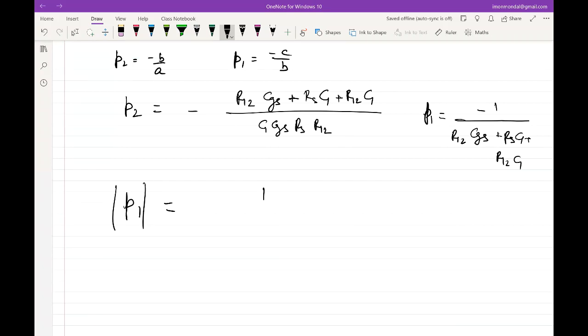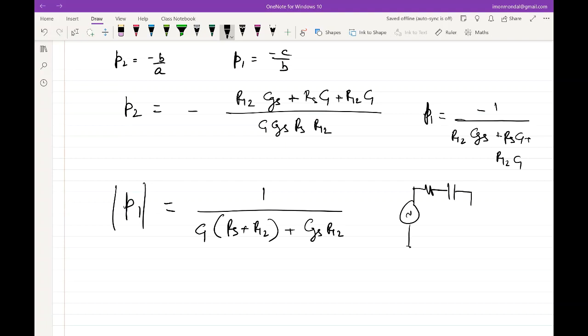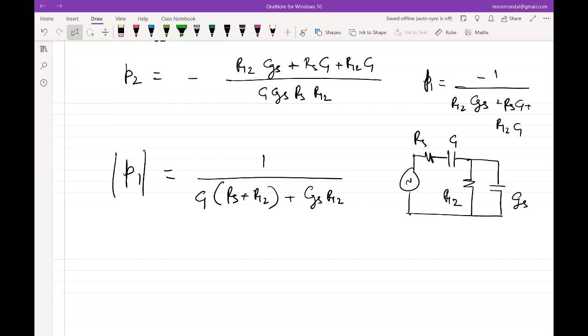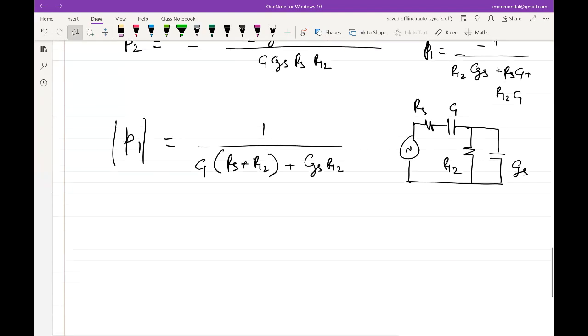Okay, so let's take the easier one. It looks like P1 doesn't have any numerator, so let's use P1. Let's go to mod of P1, because ultimately we all know that the stable system poles are on the left hand side. So this becomes 1 over, can I club some things? Let's club C1: C1 Rs plus R12 plus CGS R12, right? If I sketch the circuit here, this is Rs, C1, R12, CGS. Assuming that C1 will be much larger than CGS, I can approximate this as 1 over C1 times Rs plus R12.